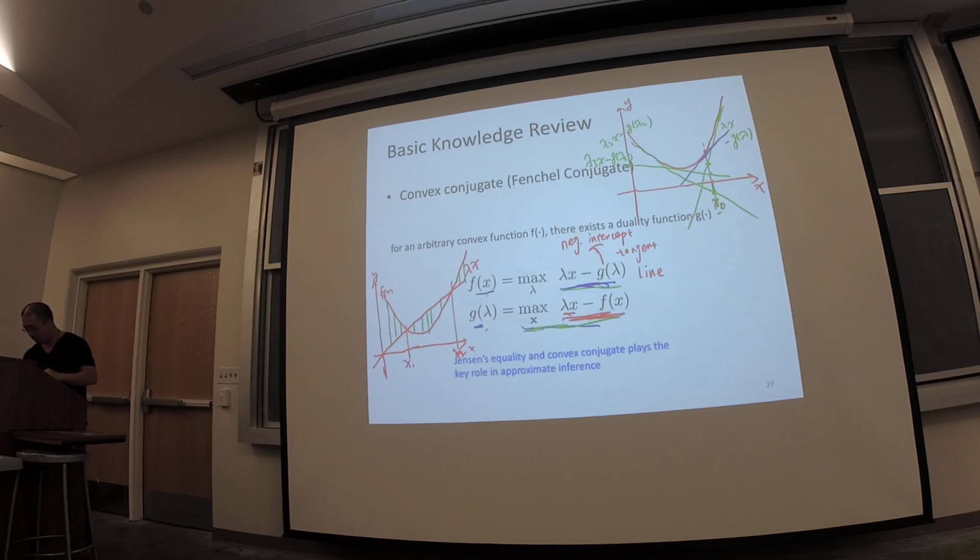So when you move it until you only touch the function body once, right? At this particular point, you know this difference is the largest, right? So that will be the largest difference. That will be the g lambda, right? And again, because this is lambda x minus fx, g lambda will be the negative intercept.